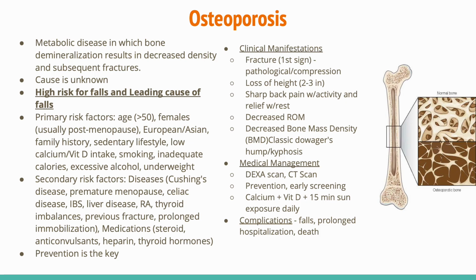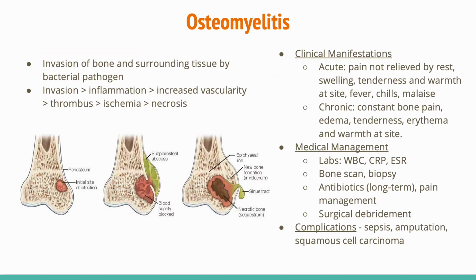Now, diagnosis is made with a DEXA scan. This measures bone mineral density. Remember, a T-score of below negative 2.5 confirms osteoporosis. Treatment focuses on preventing additional bone loss. Patients are encouraged to consume adequate calcium and vitamin D, participate in regular weight-bearing exercise, avoid smoking, and reduce alcohol intake. The most commonly prescribed medications are bisphosphonates, which work by inhibiting osteoclast activity, and they slow bone resorption. Now, ultimately, preventing fractures is the main goal because hip fractures in older adults are associated with significant disability, loss of independence, and increased mortality.